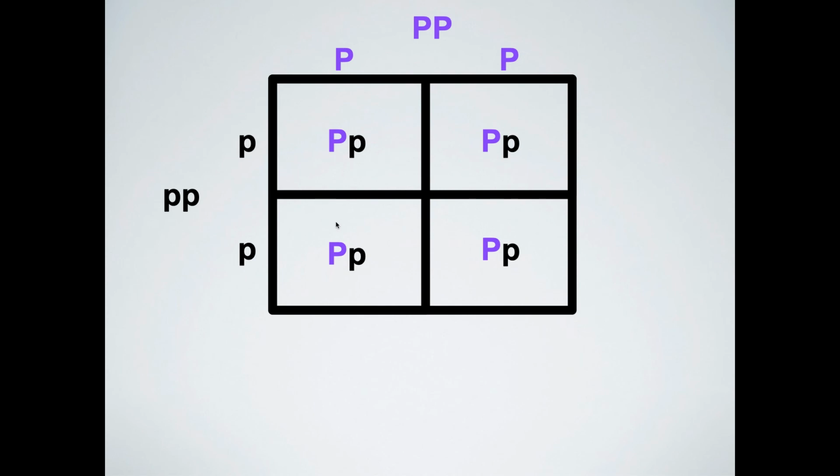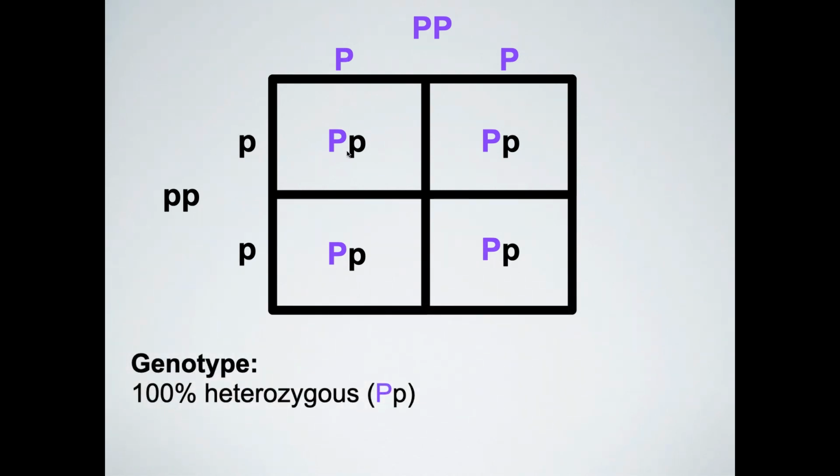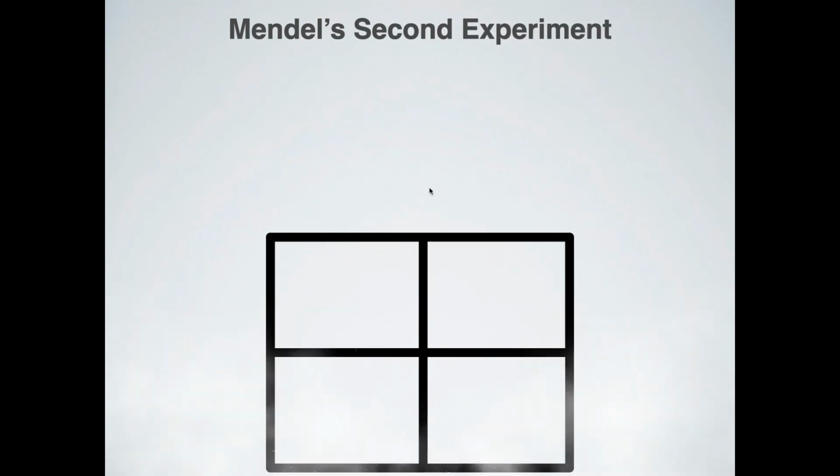So if I said, what's the genotype of your four offspring here? 100% of them are heterozygous. What's the phenotype? 100% of them are purple. And that explains his exact experiment that we saw, right? That's exactly what we saw. It was the first generation, we only had purple flowers. But let's take it a step further and do the Punnett square for his second experiment.